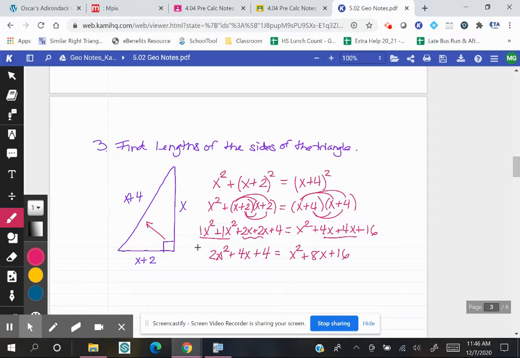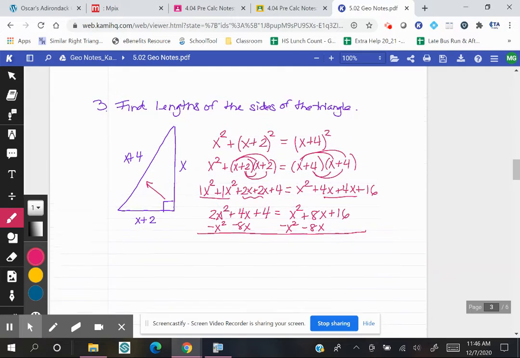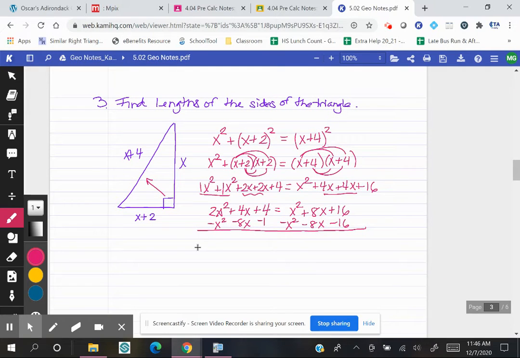Now I see I have x squareds and x terms, so I want to combine them. And since I have an x squared and an x, I'm going to want to get it equal to 0. So I'm going to subtract everything from the right side and bring it over to the left so that the x squared term stays positive. So 2x squared minus 1x squared will leave me with positive 1x squared. 4 minus 8 is negative 4x, and 4 minus 16 will give me negative 12, and then we're just left with 0 on that side.